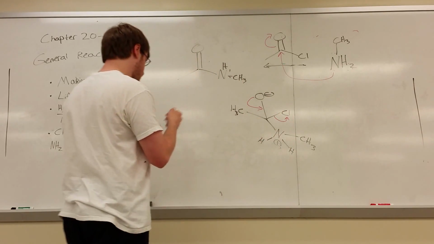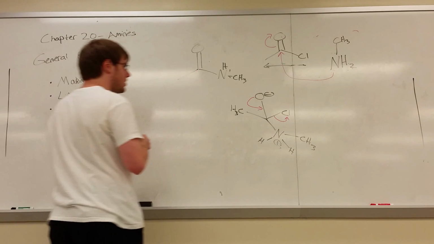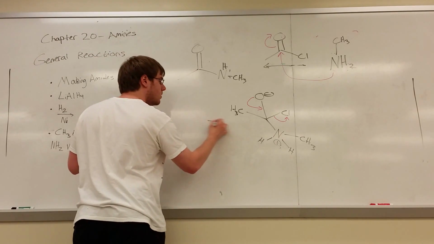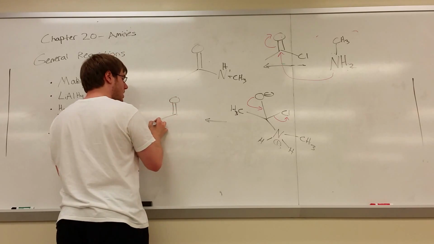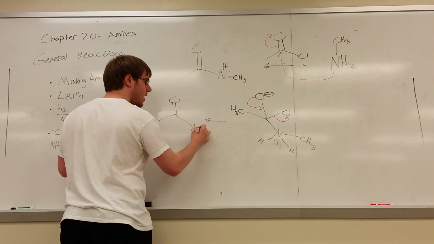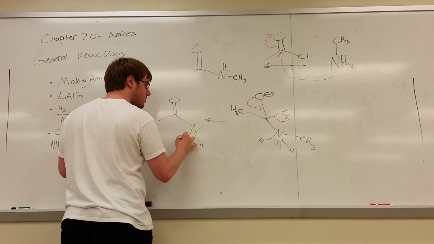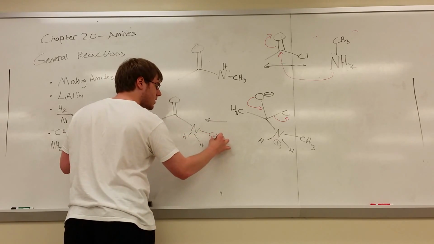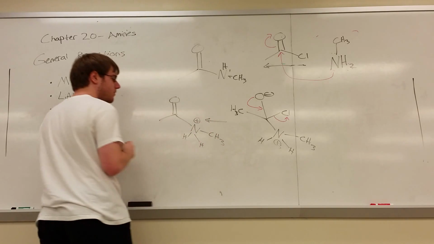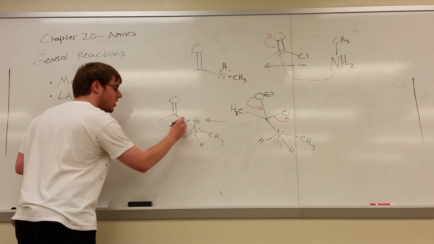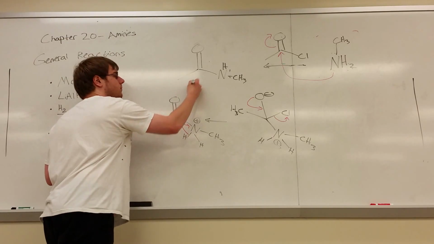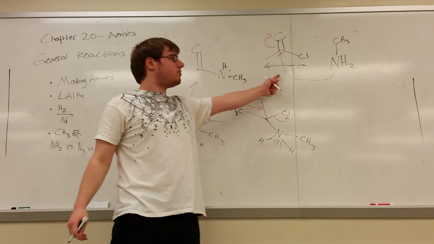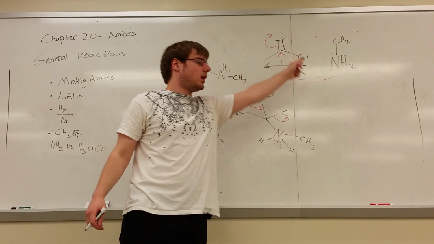Chlorine gets kicked out, and now you have C double bond O, the methyl, the nitrogen that you added, but it still has those two hydrogens on it, and a CH3. So this nitrogen is positive, all you have to do is deprotonate it. So pull off a hydrogen, put the electrons onto the nitrogen, and there you go. So this is one way of making an amide.